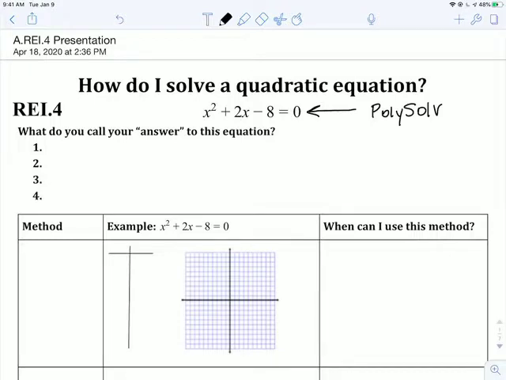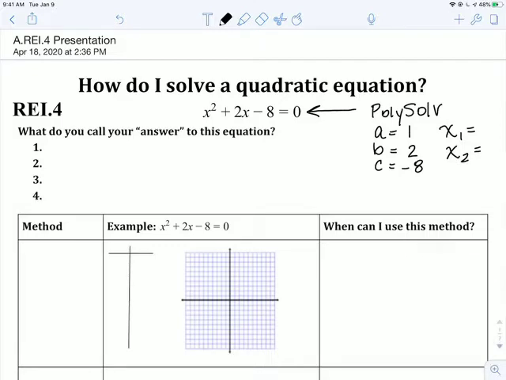Remember, in polysolve it'll ask you for your A, your B, and your C. In this particular quadratic, our A is 1, our B is 2, and our C is -8. And remember, it'll give you your x1 and your x2. And these are your solutions.